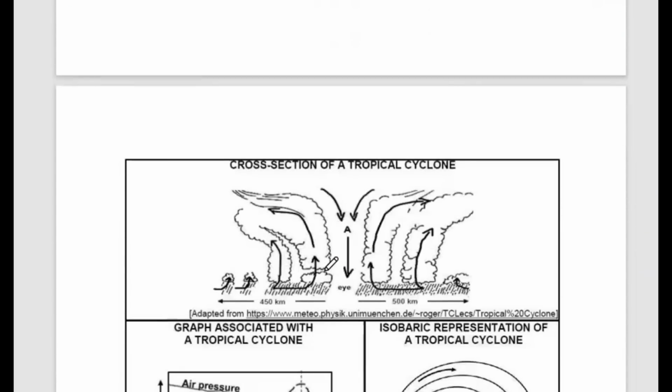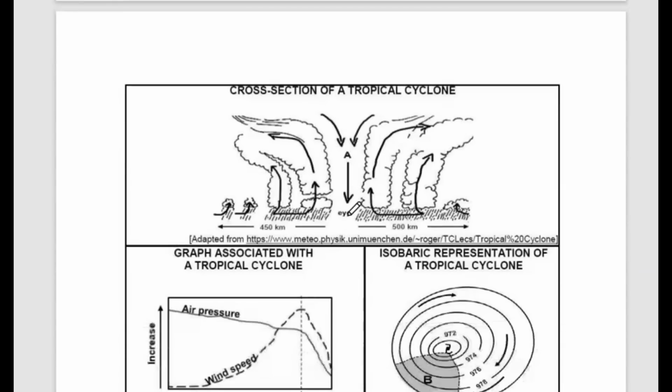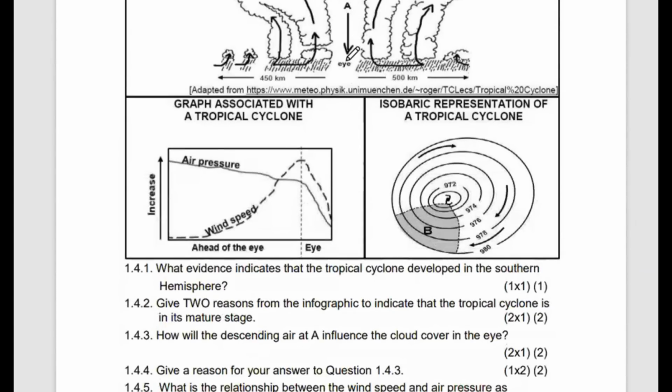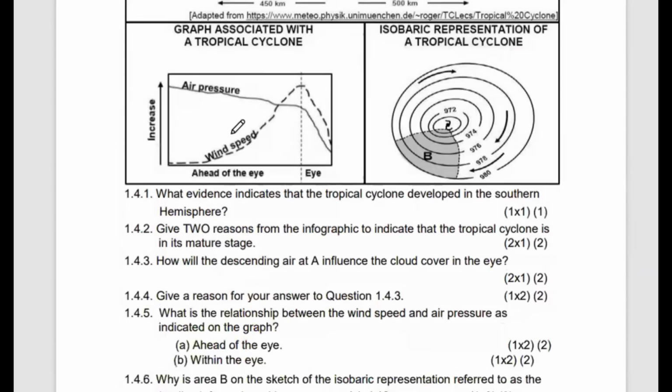The next question is an infographic on tropical cyclones. Right, we are seeing this is a cross-section of the tropical cyclone, where we have the eye and we have sinking air in the eye. Then on the eye walls, we have upliftment of air and these towering clouds forming. Right. Then we have this, it's giving us the relationship between wind speed and air pressure.